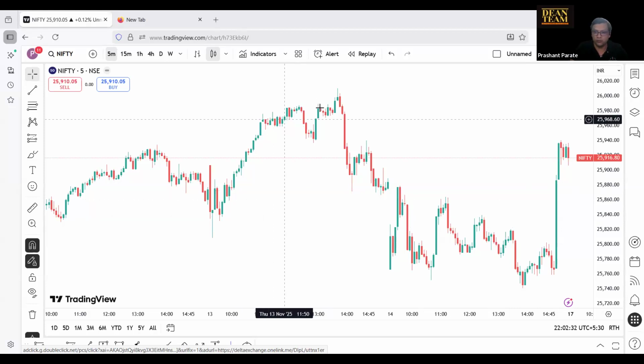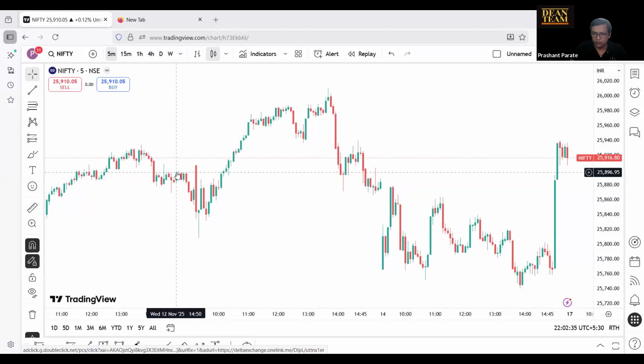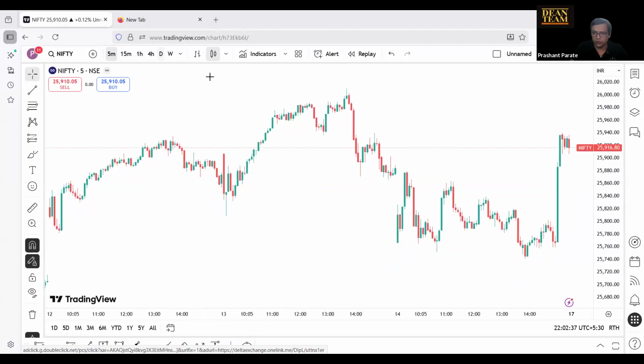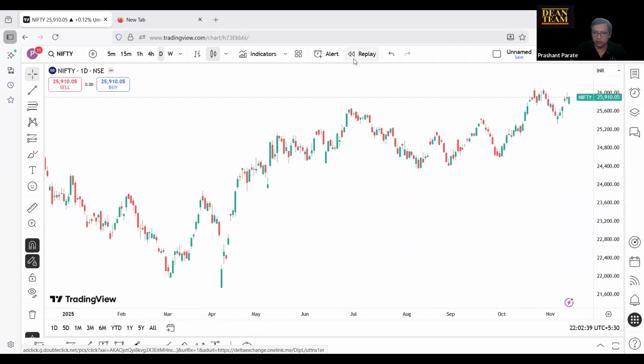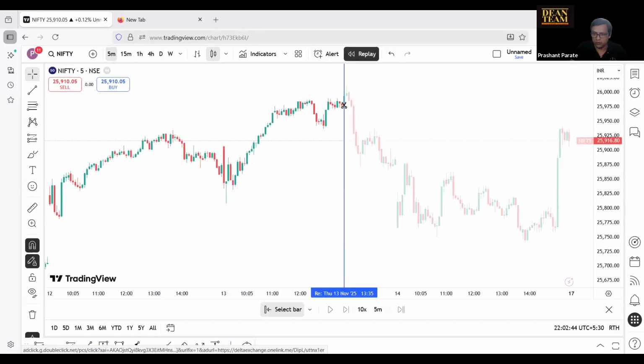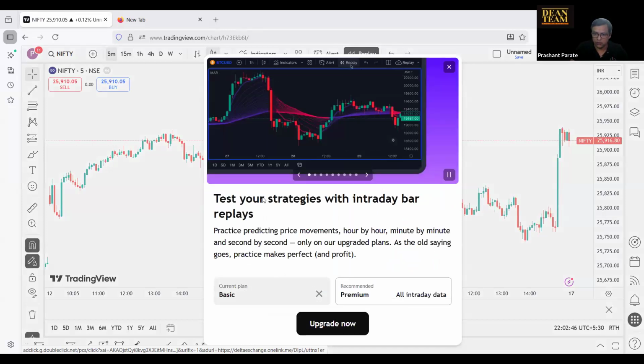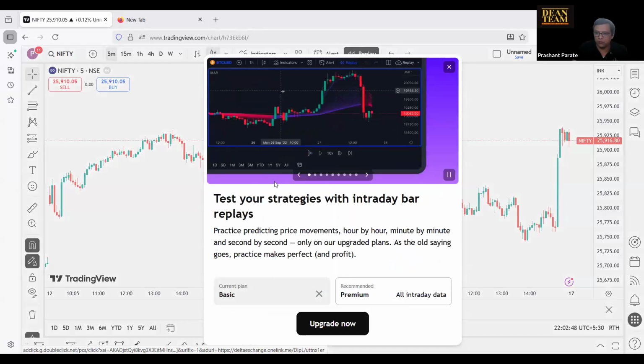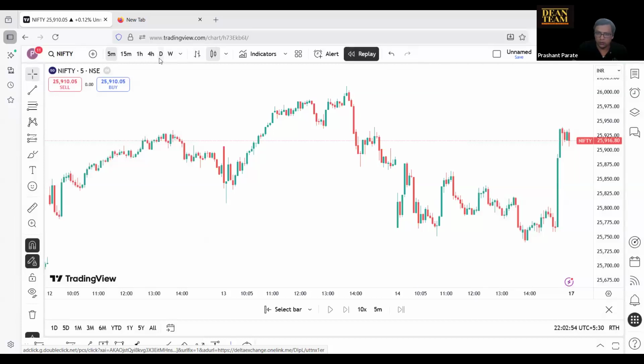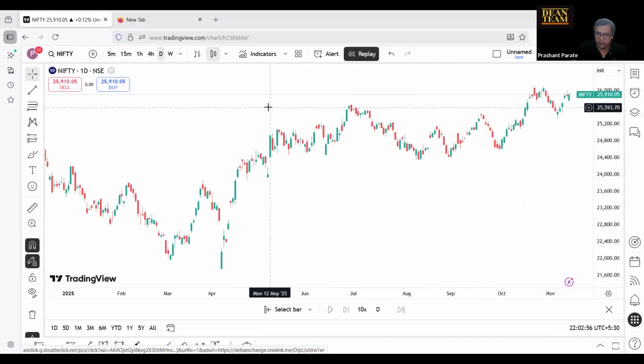So this is the chart, and this is the free version chart. If you want to use bar replay on an intraday time frame, it will not be available on the free version. You have to use the paid version, but you can do bar replay study using the daily chart.